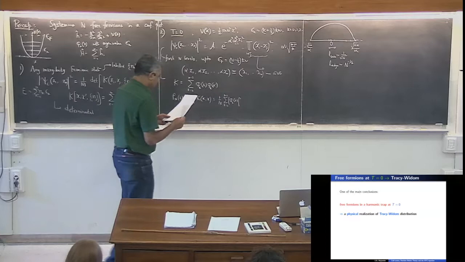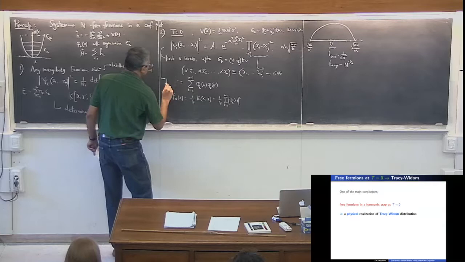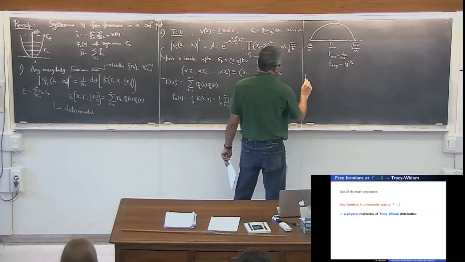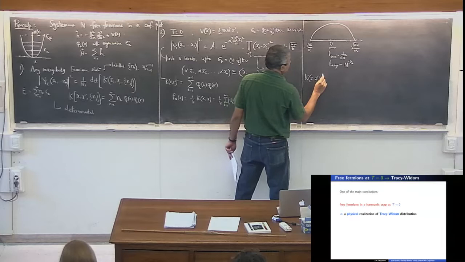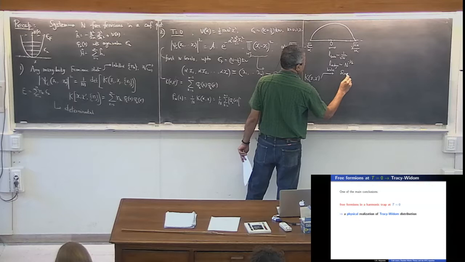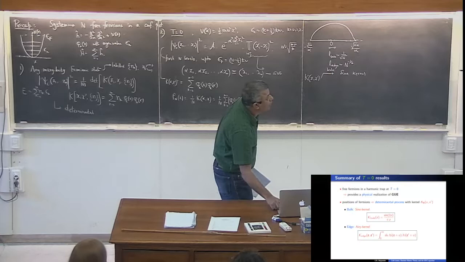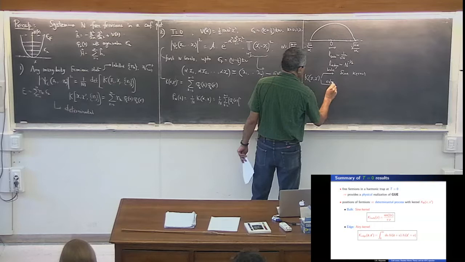And in particular, if you take this kernel, K(x, x'), if I take these two points, both in the bulk, then this gives rise to the sine kernel, which is mentioned here. And if you take both points close to the edge, then this gives rise to this Airy kernel.